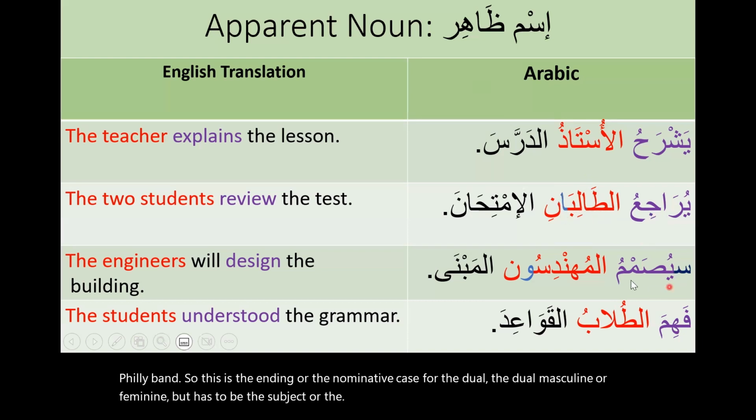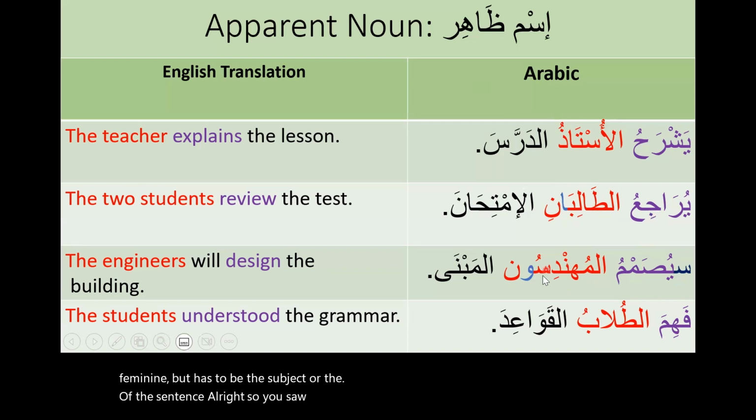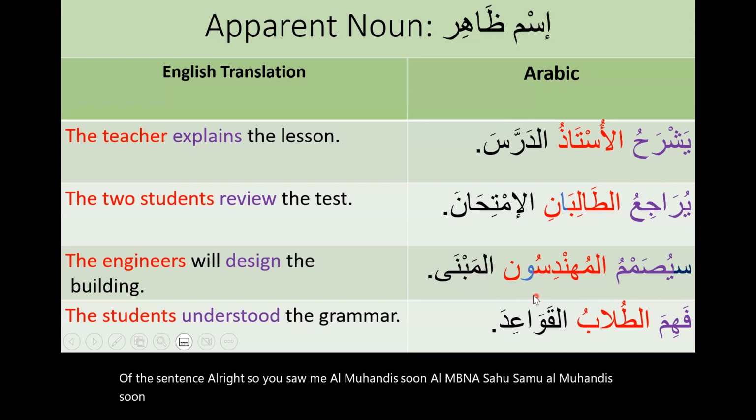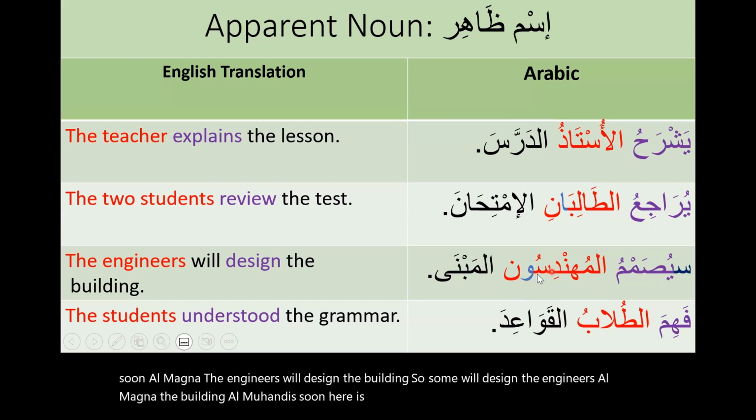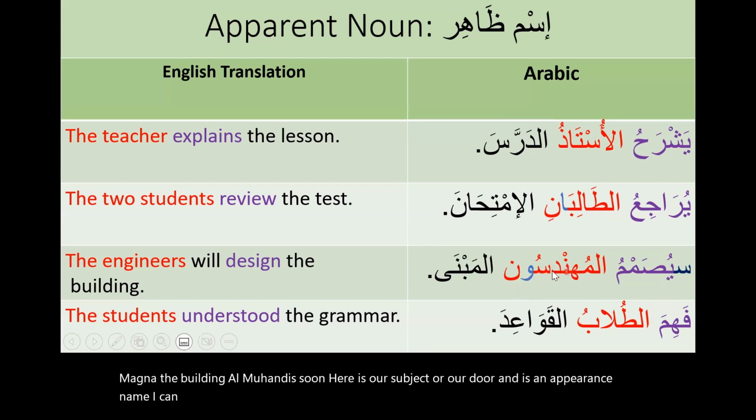All right. سيصمم المهندسون المبنى. سيصمم المهندسون المبنى. The engineers will design the building. سيصمم, will design. The engineers, المبنى, the building. المهندسون here is our subject or our doer, and it's an apparent noun. I can see it. المهندسون. واو noon, that is the nominative case. Not ya noon, but waw noon.